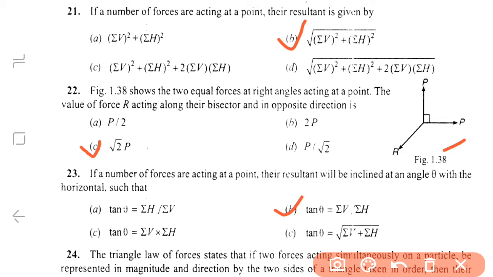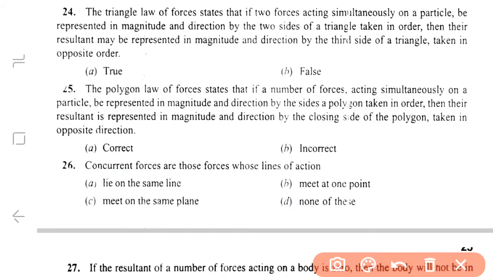Next is question 24. The triangle law of forces states that if two forces acting simultaneously on a particle be represented in magnitude and direction by the two sides of a triangle taken in order, then their resultant may be represented in magnitude and direction by the third side of a triangle taken in opposite order. Here friends, options are true or false. Option A, that is true, is the correct option for this question.